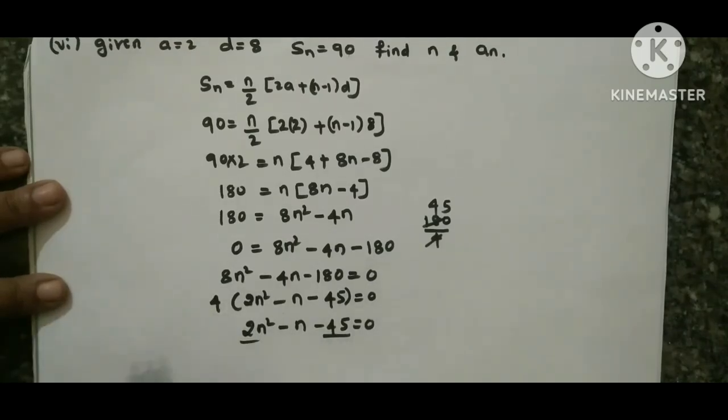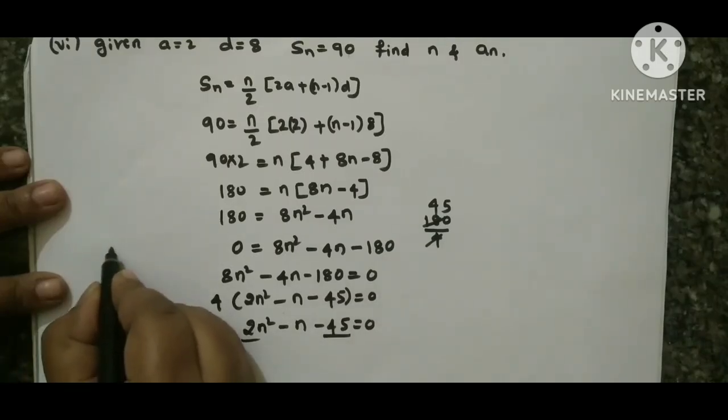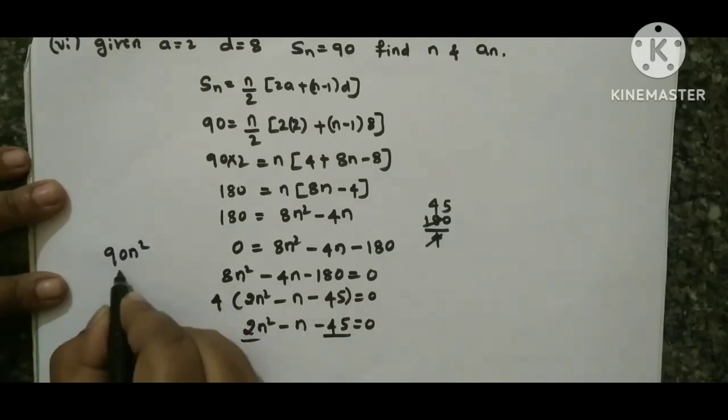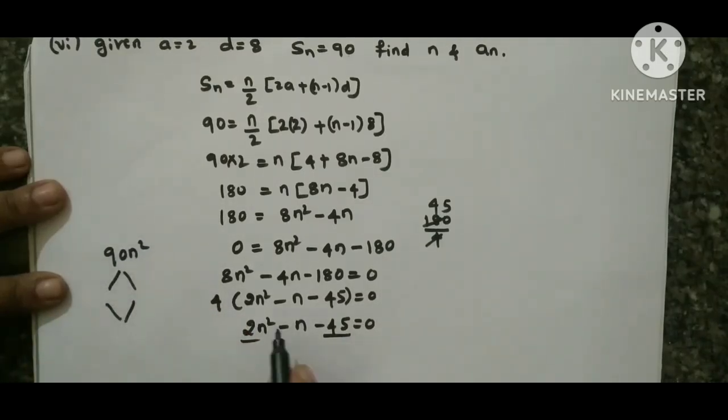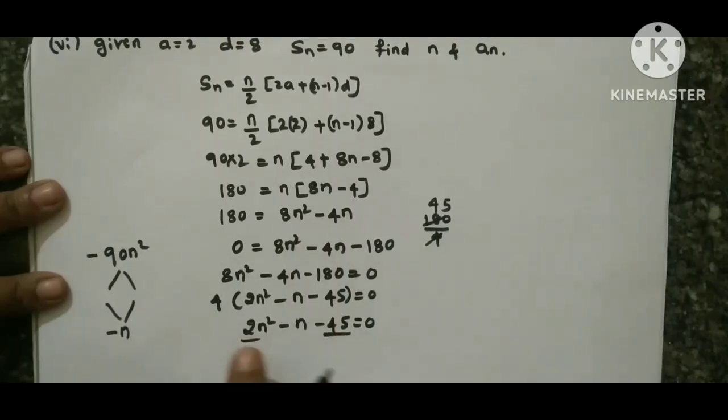2n square and 45, if you multiply, 2 into 45 is 90 n square. These are the upper terms you should write, and this middle term with the sign you should write. This is plus, this is minus, so it is minus here. This middle number also you should write with the sign, so that is minus n. See, first and last term you should multiply with the sign.